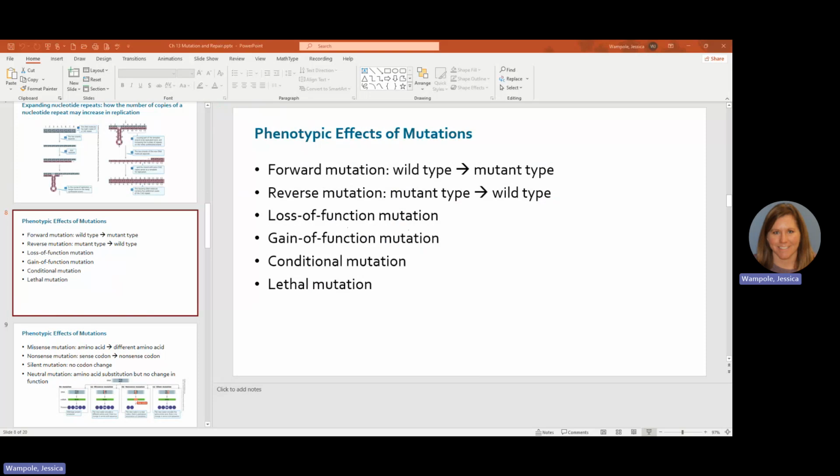So as far as the actual overall structure of DNA, those mutations are not necessarily a big deal. But if you are expressing genes from those sequences, then you can get those nonsense, missense, silent, and neutral mutations.